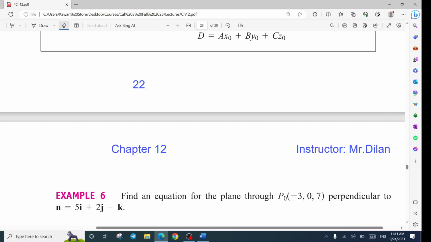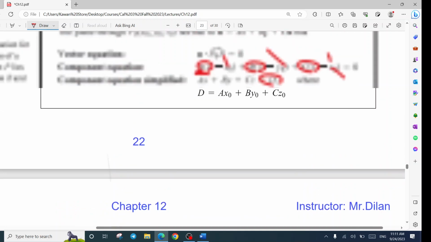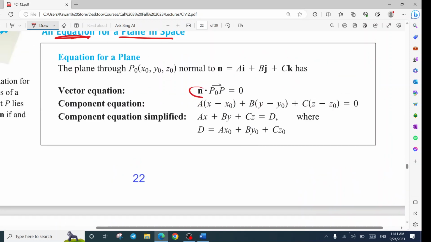Find the equation of the plane. If you have P naught and you have N, we say what? We say we are going to use the component or vector form. N multiply P naught, sorry, P naught P.